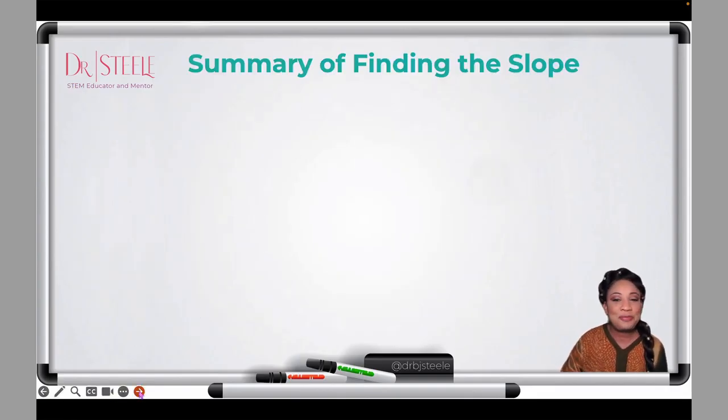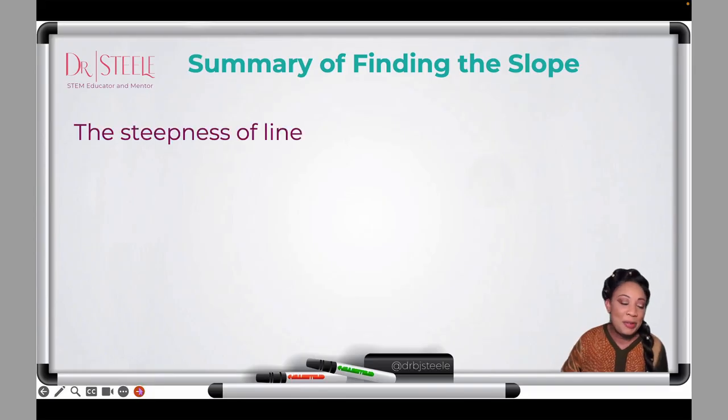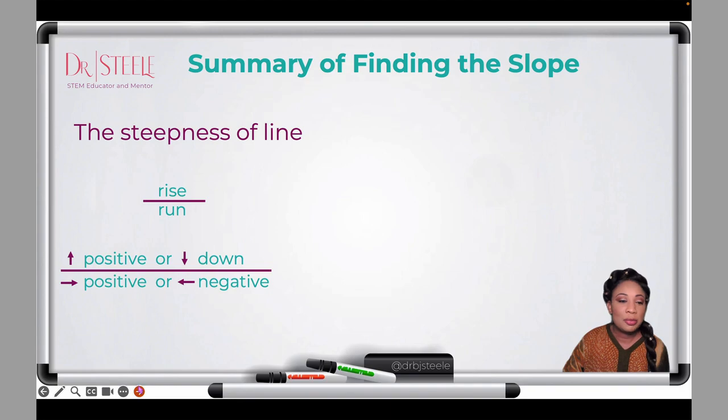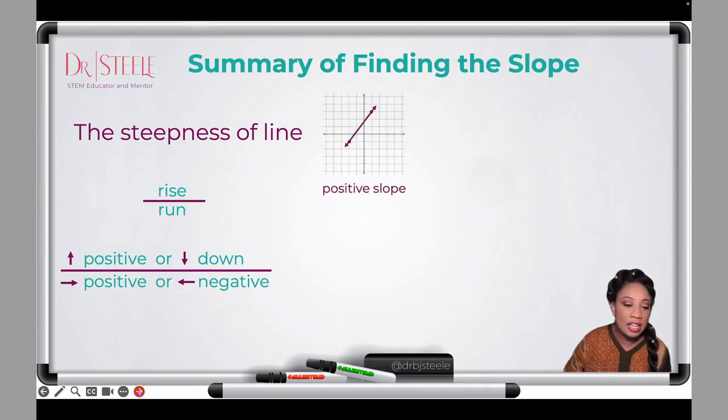Okay, so summary. The slope is the steepness of a line. It is rise over run. Again, if you go up, it's positive. If you go down, it's negative. If you go to the right, it's positive. If you go to the left, it's negative.